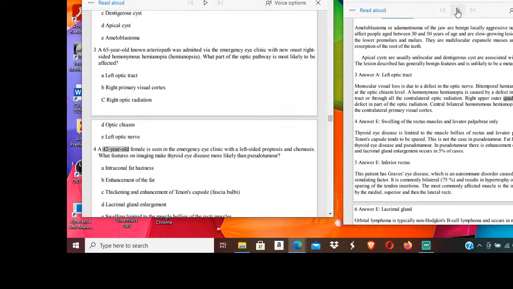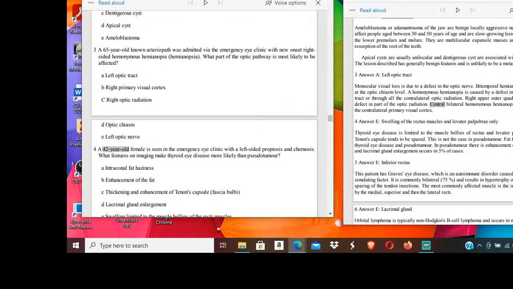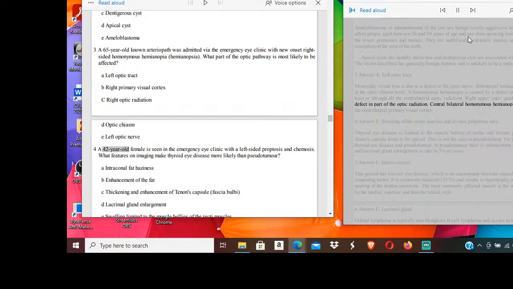Right upper outer quadrantanopia. Quadrantanopia is due to a defect in part of the optic radiation. Central bilateral homonymous hemianopia is due to a defect in the contralateral primary visual cortex.